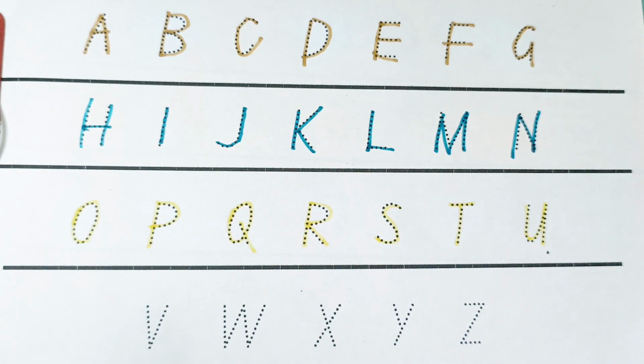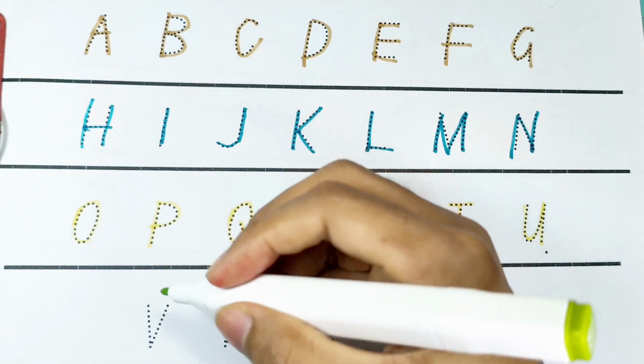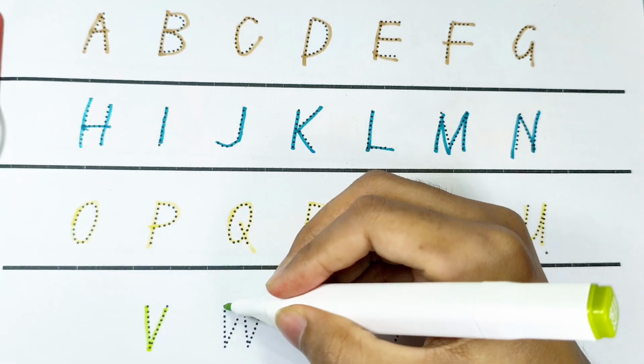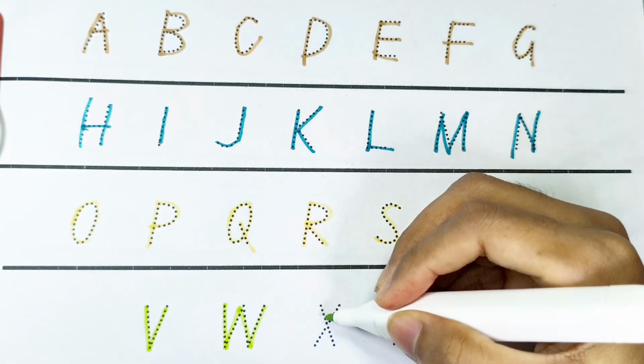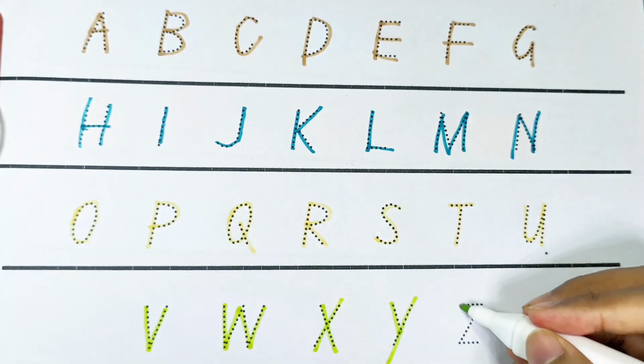The next one is U. U for umbrella. Kids, the next one is V. Now we're using the color of yellow green. V. The next one is W. X. Y. Y for yolk. The last one is Z.